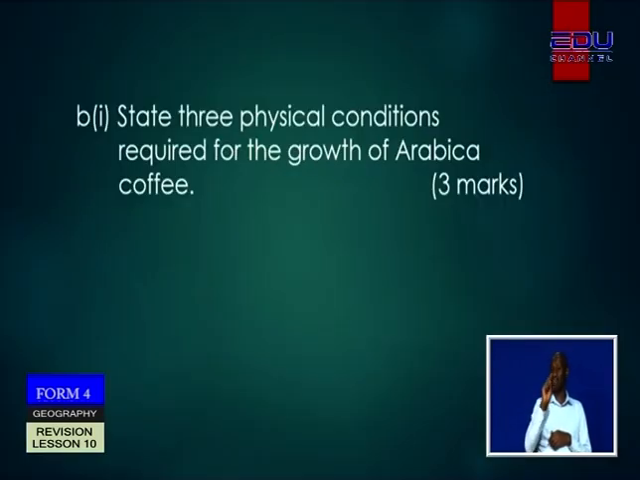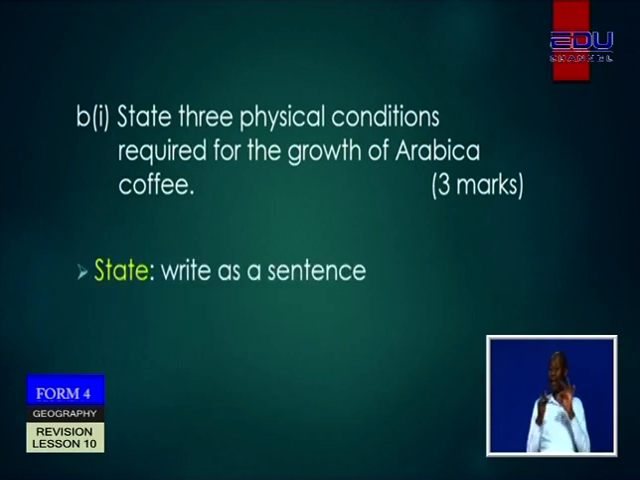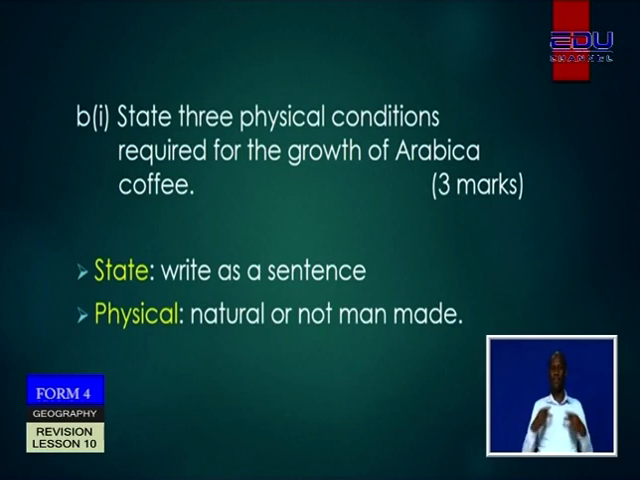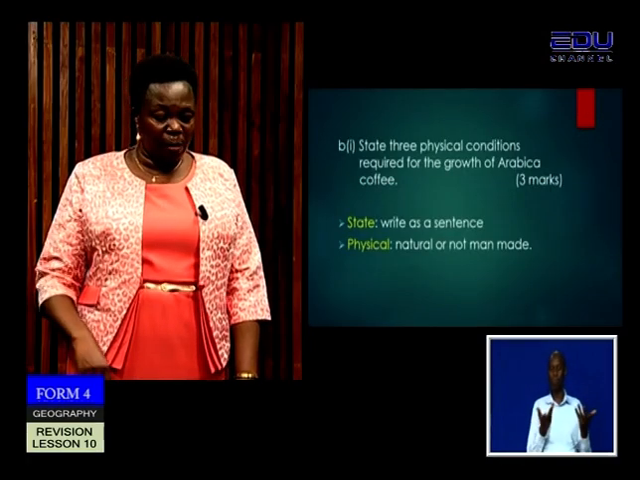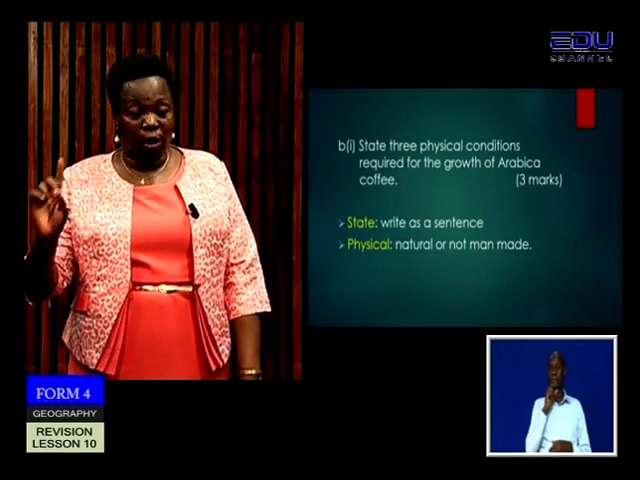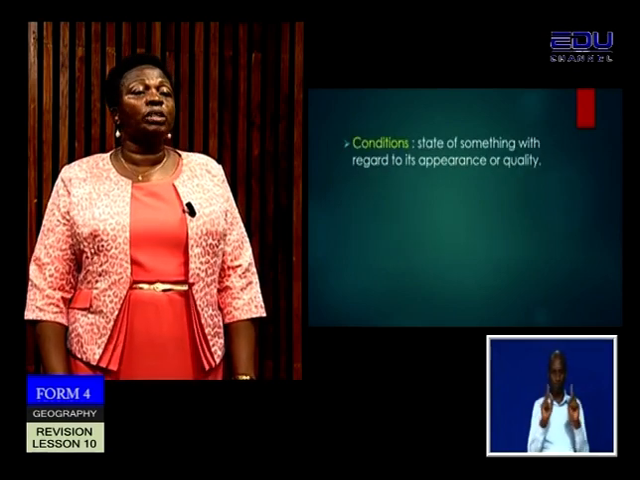State 3 physical conditions required for the growth of Arabica coffee, and that will give us 3 marks. Let's first analyze the question. The first one is state. The word that has been used there is state. So to state is simply to give a sentence, to write as a sentence, not one word. Then secondly, physical, which means you are not supposed to put anything that is associated with human beings, like, for example, transport, that is things to do with human beings. Just natural and not man-made.